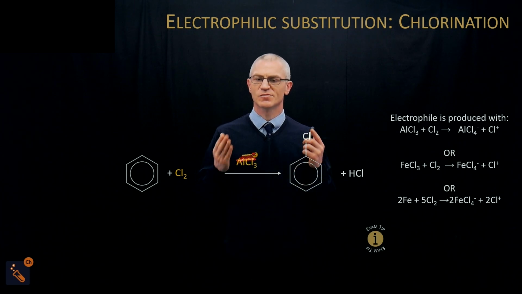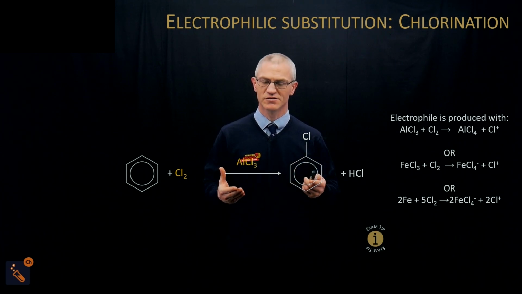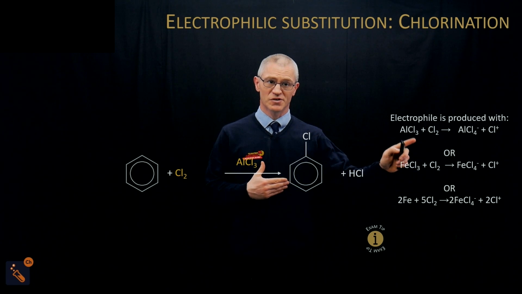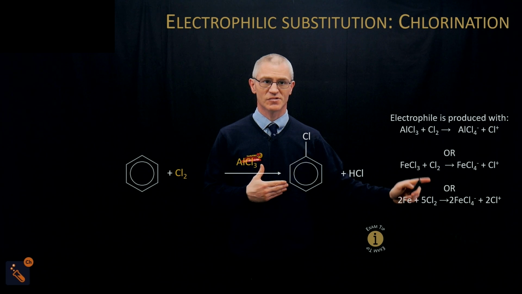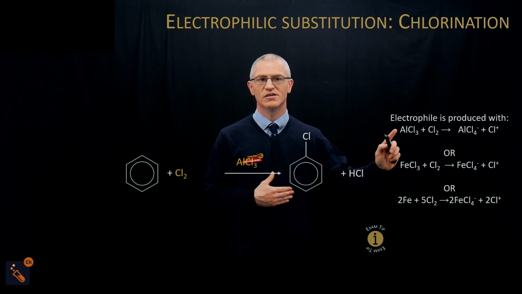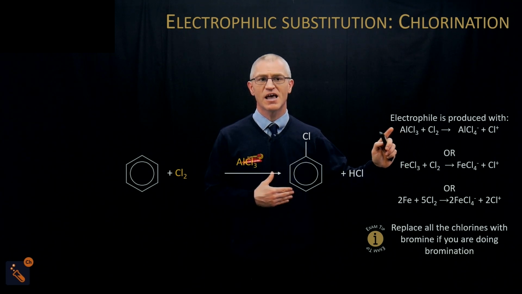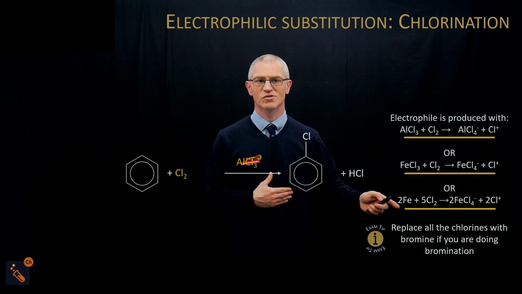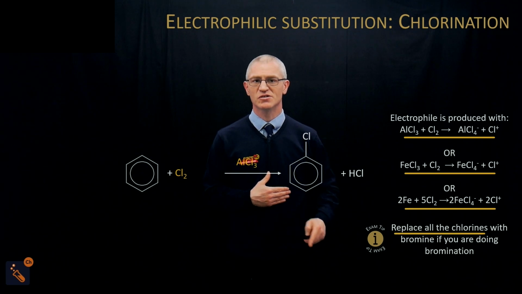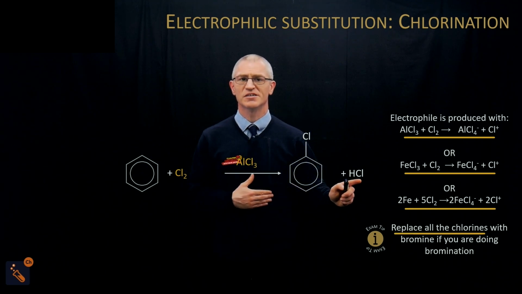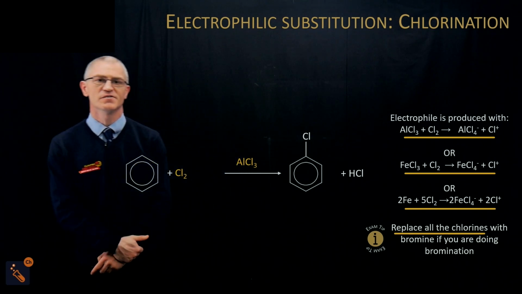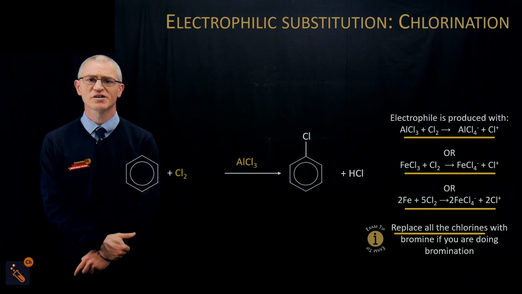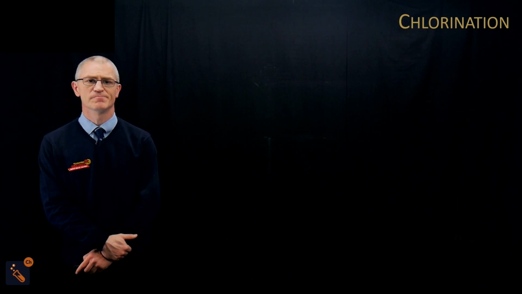Now, if you're going to turn this from chlorination into bromination, you have to replace all of the chlorines with bromine. That means you have to replace all of them in the electrophile equations. Okay, so you have to do it here, here, and here, depending on which one you're using. So make sure you do. And also you'll have to replace them here, here, here, and here, if you're doing the full equation. But let's concentrate on chlorination for now.